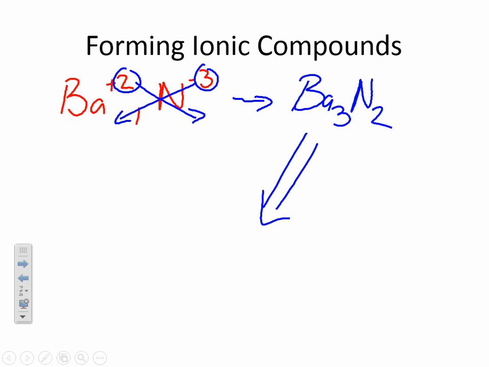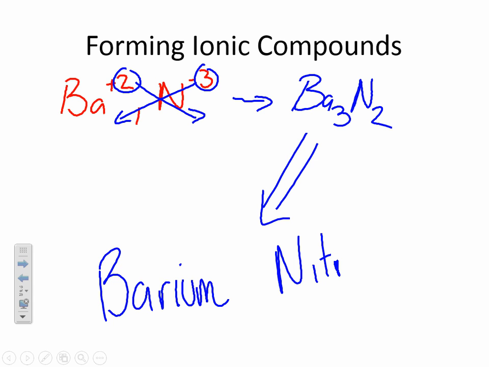Now let's go ahead and name that. What's our positive? Our positive is Ba. What element is Ba? It's barium. Remember, you never change the positive. It stays the same. So Ba is barium. Then I always change my negative, the ending of nitrogen, to "ide." So nitrogen is going to become nitride. All right, so barium nitride is Ba3N2.